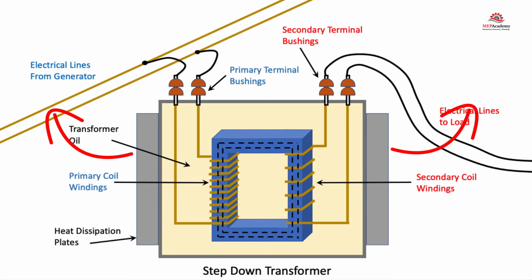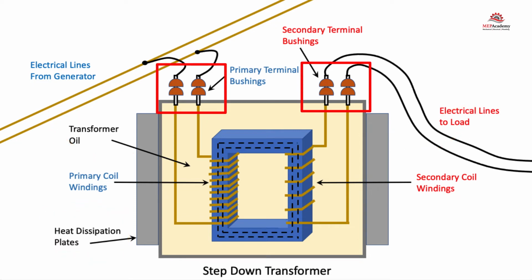The electrical leads penetrate the transformer housing with protective bushings of porcelain, or oil-filled and capacitor types for high voltage applications.